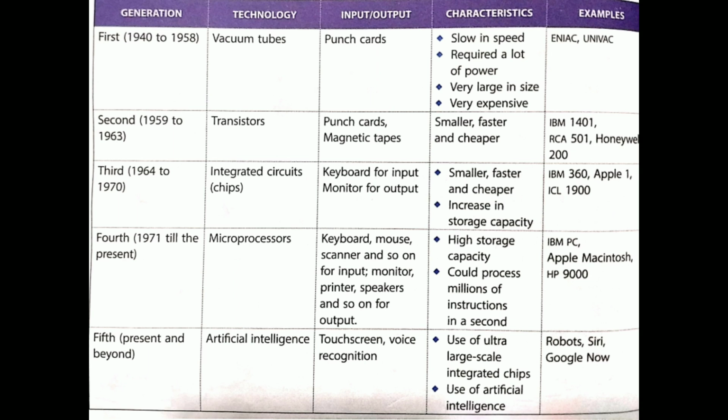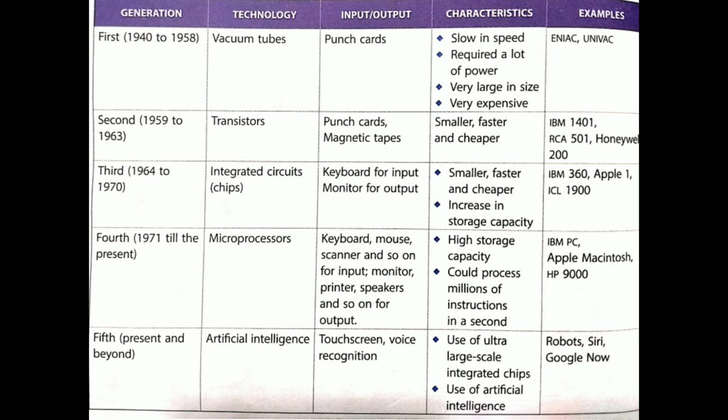Coming on to the fourth generation, time period is 1971 till present. Technology used was microprocessor. For input purpose we used keyboard, mouse and scanner. For output purpose we use printer, monitor and speaker. Characteristic is they have high storage capacity. They could process millions of instructions in a second. Examples are IBM PC, Apple Macintosh and HP 9000.